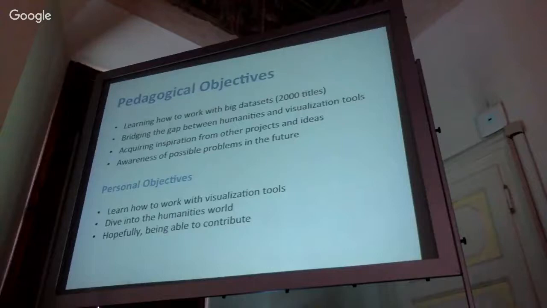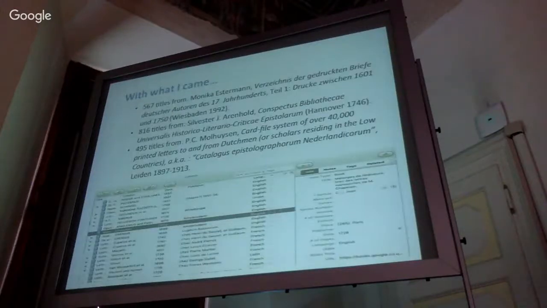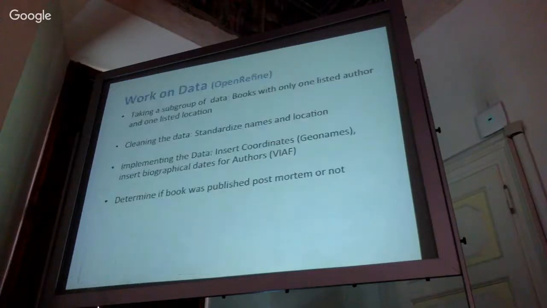So, I came with this database, the Zotero database, made with these 3 bibliographies, the Esterman, the Arenhold, and the Mollyhausen. Collected, put them on. Many of them had Google Books links, and of 2,000 books, nearly 1,200 have an online available copy. What I had to do, first of all, was work on data.